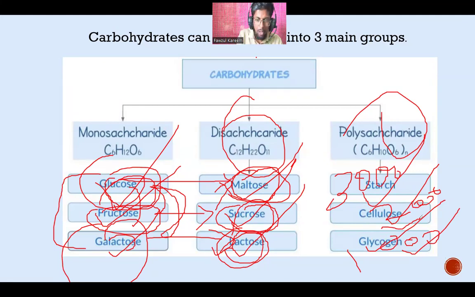Because all these three molecules are made up of glucose, there is no difference in that. Then how did I divide? I divided based on the number of molecules, and then based on how they are bonded to each other.